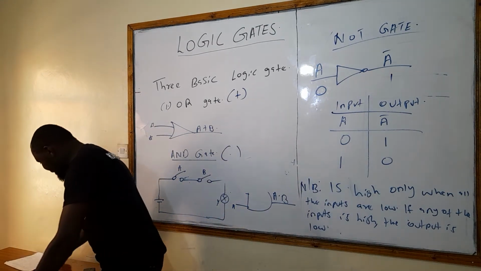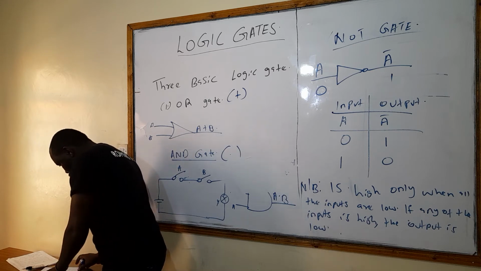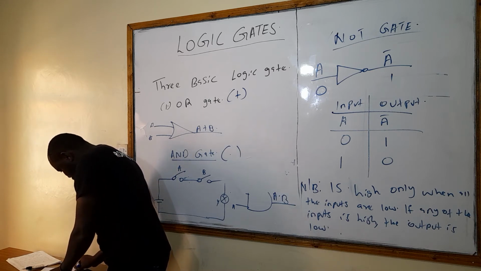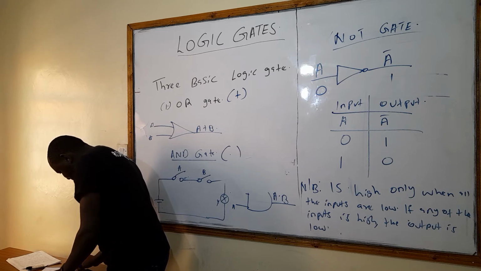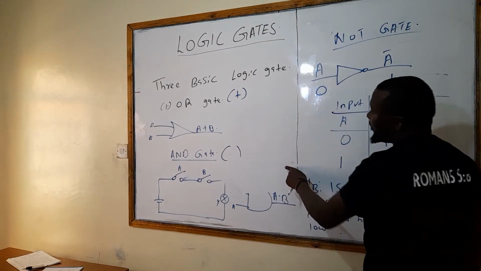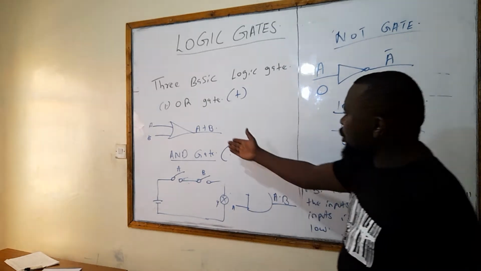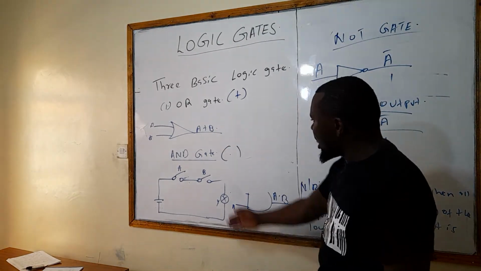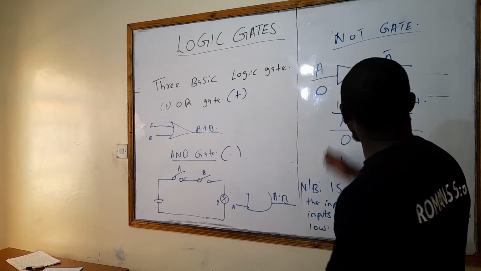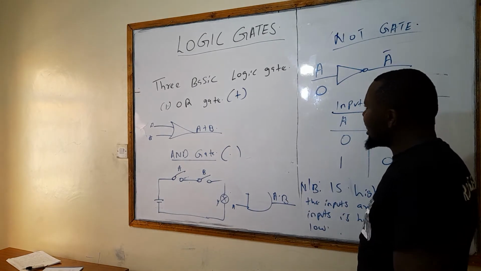If any of them is high, then the output is low. Now we want to talk of combination. So these are three major, or three basic logic gates. The first one is an OR gate, the second one is an AND gate, and the third one is a NOT gate. I think we have explained it very nicely.